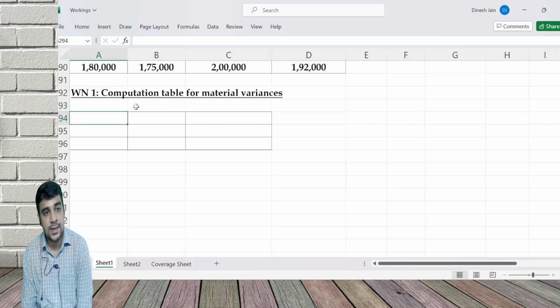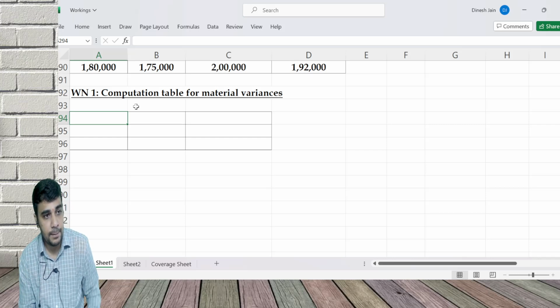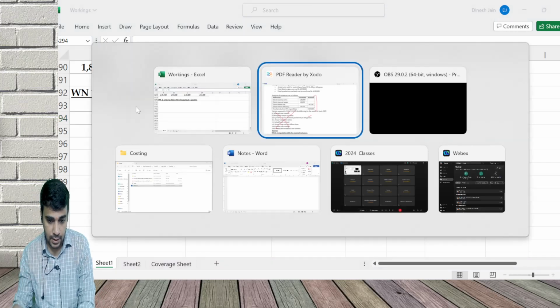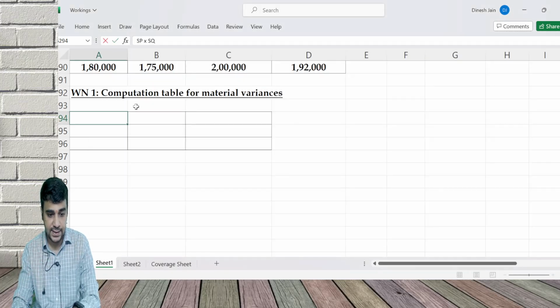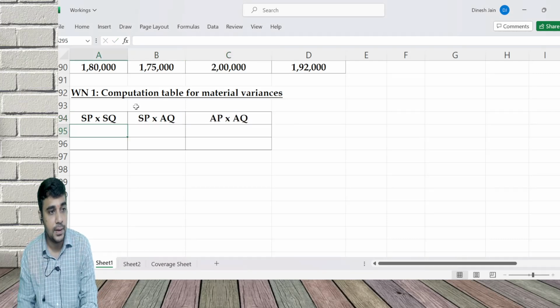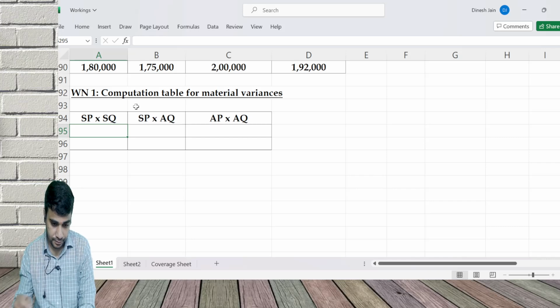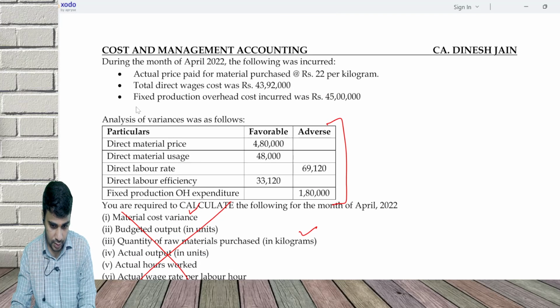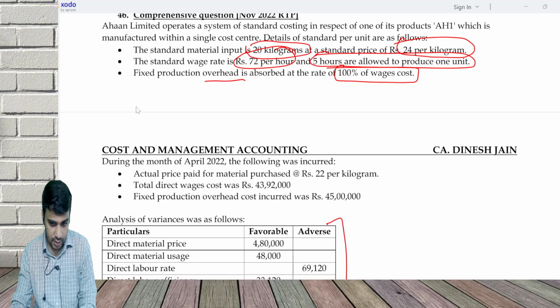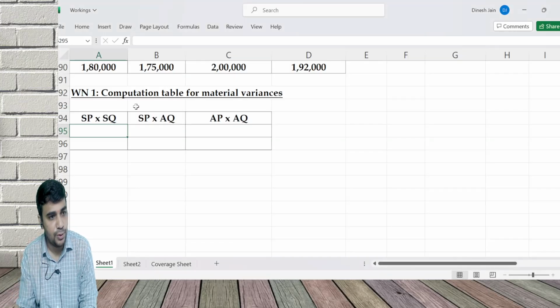Whenever variances are given in the question, it is reverse working. Objective is to always complete the computation table. Single material, multiple material. So let's put the table: SP into SQ, SP into AQ, AP into AQ. Whichever information is available, let me note it in this.